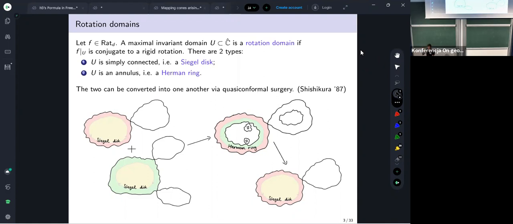Conversely, if you're given a Herman ring, you can pick an invariant curve in the middle, and then delete the inside of that invariant curve. What is left is just going to be a disk, and this produces a Siegel disk.